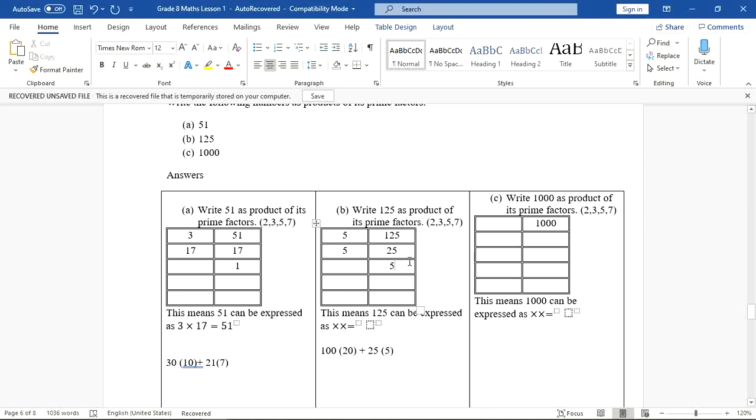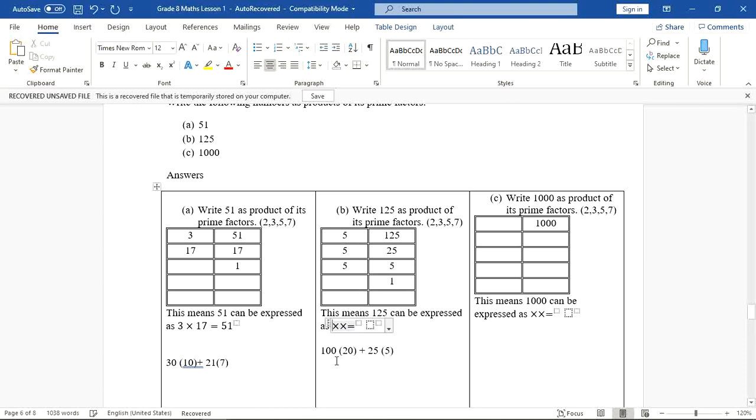So 2 cannot go into 5, 3 cannot go into 5. They will go in, but they will give us a remainder. We don't want any remainder. So 5 can go into 5 itself. How many times? Once. All right. So meaning that 25 can be written as 5 by 5 by 5.